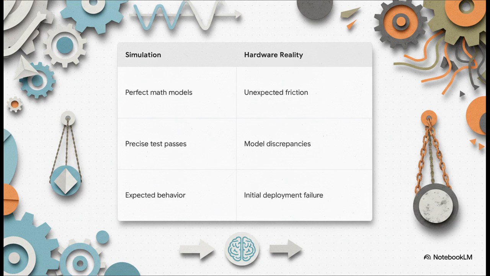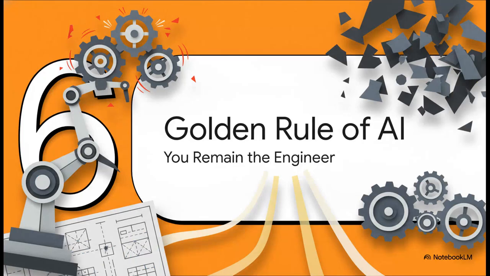So what do we do? Do you just abandon the whole process? No way. We went right back to the drawing board, had the AI agent help us analyze the physical data, updated our model to account for that real-world friction, and cycled it back through our rigorous testing process all over again. And that hardware divergence perfectly illustrates our final point.